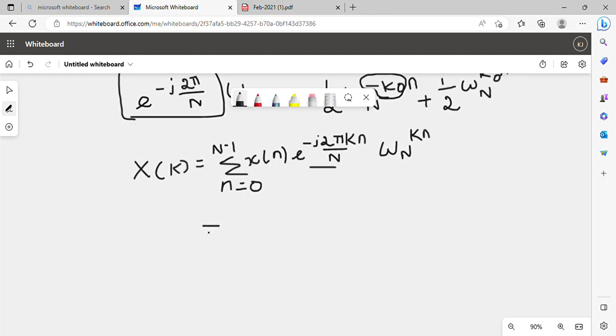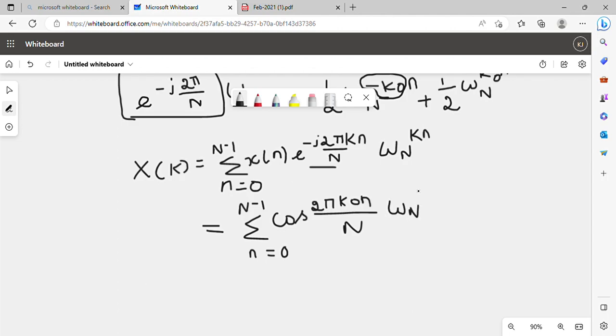Yes, and now what I'm supposed to do is, my x of n is what? That is cos 2 pi k naught n by n. So let me substitute that. I need to write another step substituting that. Don't directly write that. First write the formula, then write that without fail. Fine. Yes, this is cos 2 pi k naught n by n into omega n kn. Now we know what cos 2 pi k naught n by n is. We have already found out, right? Just a minute. I'm so sorry.